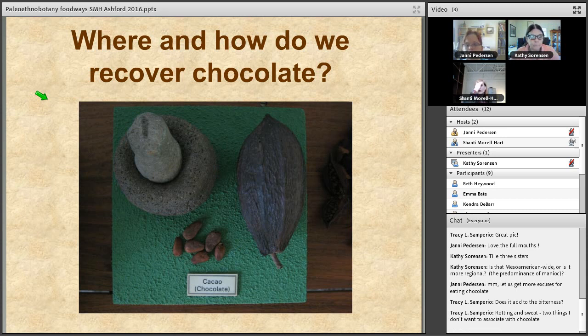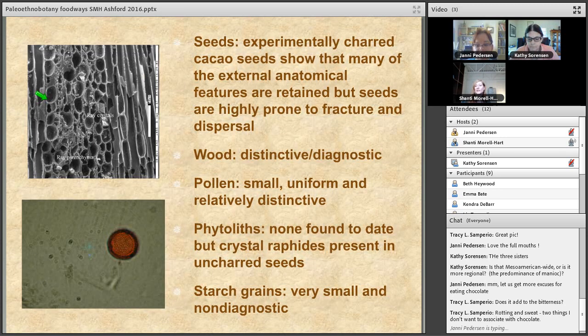So where and how are we recovering chocolate archaeologically? How can we get at these things? You've seen this image here, the actual cacao beans. These do not appear to have been fermented at all. A cacao pod, this one is very old and dry. It's not one you would want to consume in any way, and a grinding stone that was perhaps used to grind up the cacao beans after fermentation and roasting.